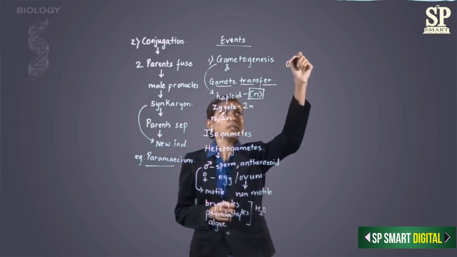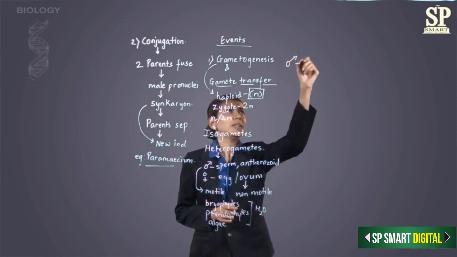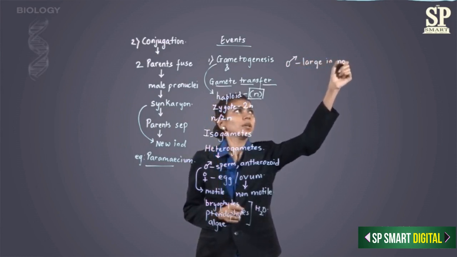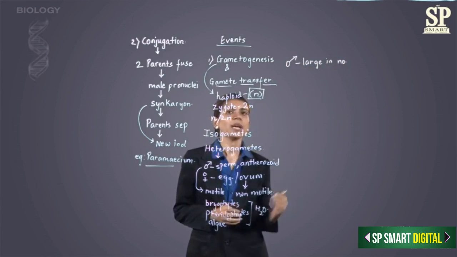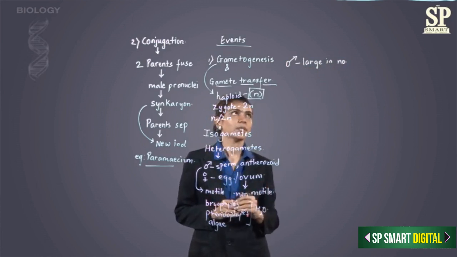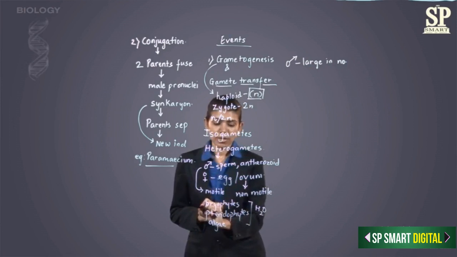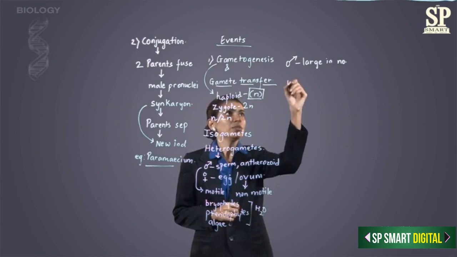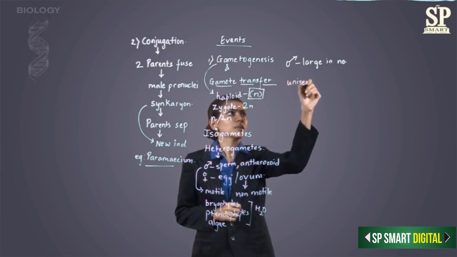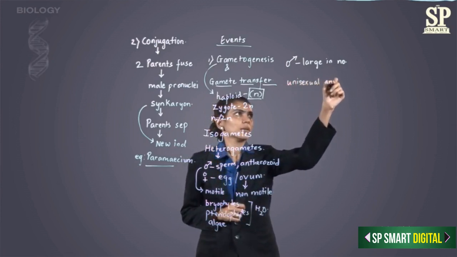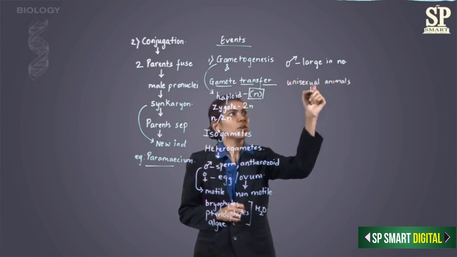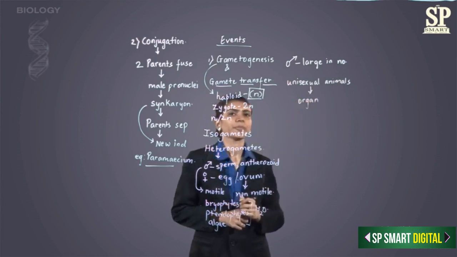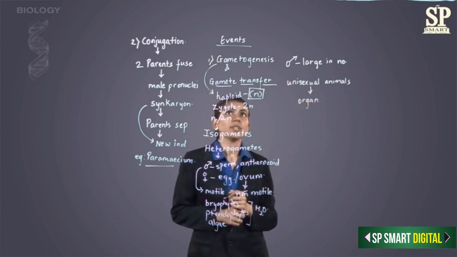The male gametes which are produced are usually large in number because very few male gametes are able to reach the female gamete. Now we saw that in bryophytes, pteridophytes and algae, water was the medium. And when we talk of unisexual animals, there for the transfer of male gamete, usually an organ is present. So that was about gamete transfer.